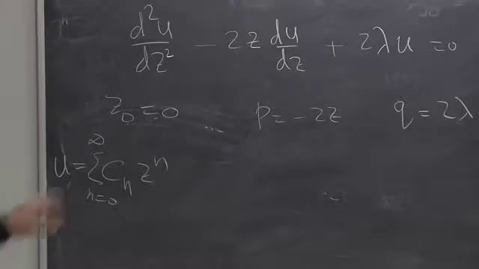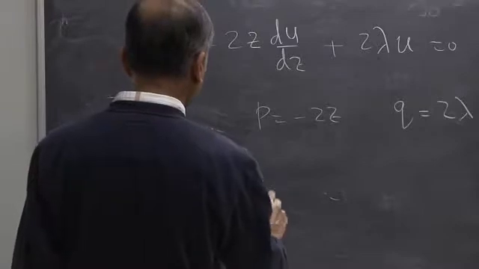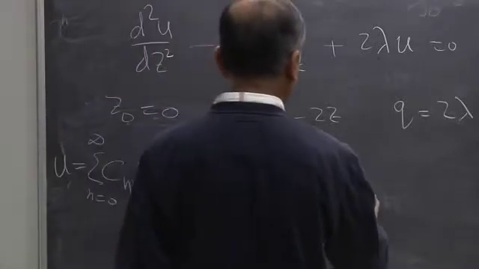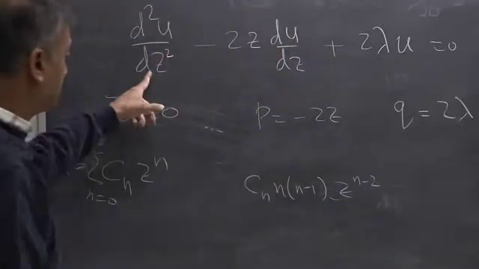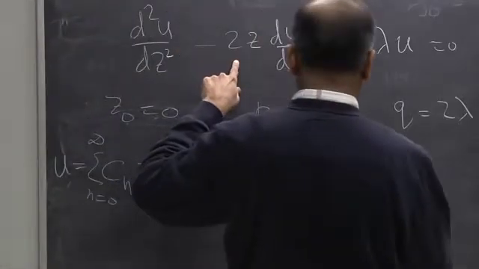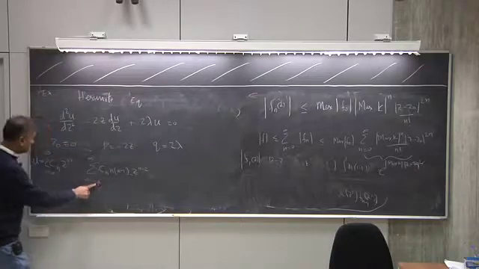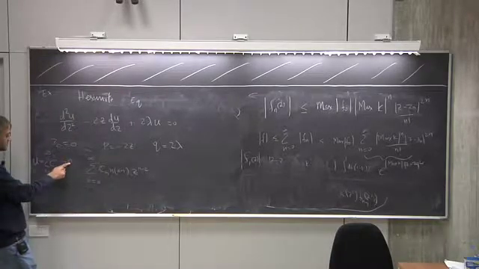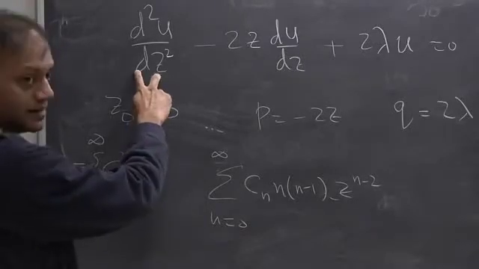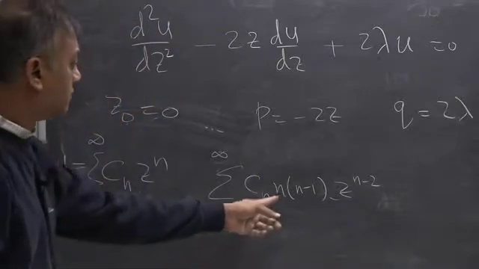We write this, so plug that in here. So you'll get two derivatives. You get here Cn times n minus 1 z to the n minus 2, when I plug it in here. And this is again a sum over n equal to 0 to infinity. Actually, since two derivatives are there, really it starts from n equal to 2, because n equal to 0 and n equal to 1 are killed by two derivatives.